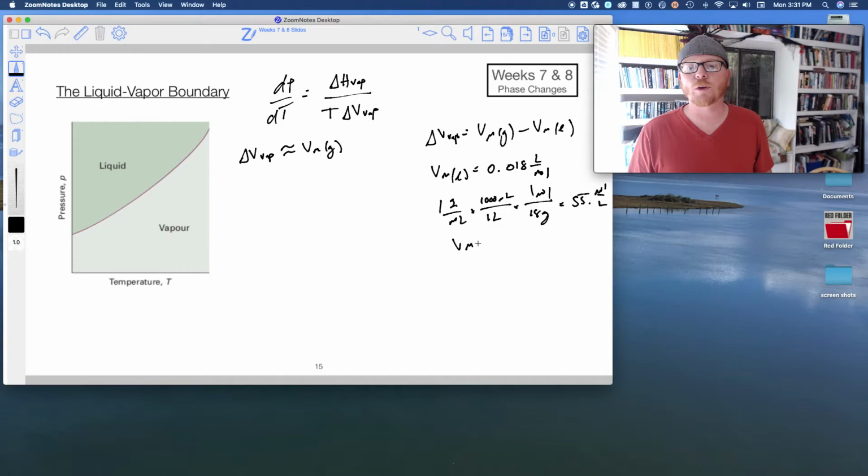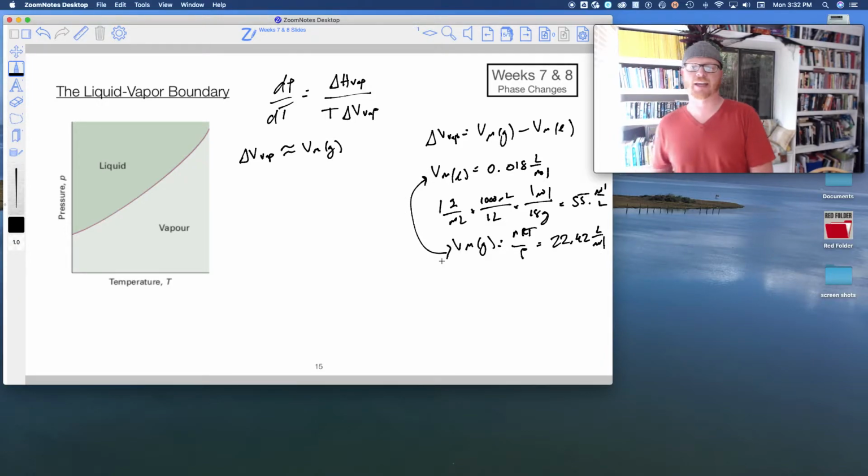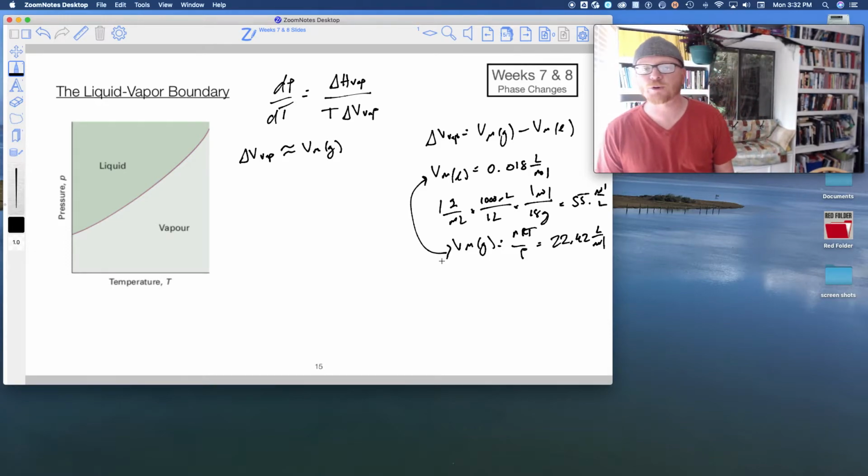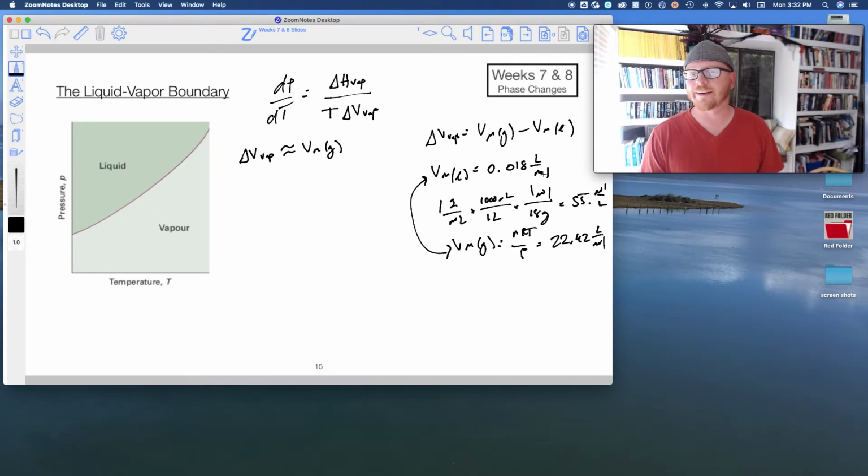But now what's the molar volume of a gas? nRT over P, right? And of course, at standard conditions, we recognize that that's 22.42 liters per mole. So compare those two numbers for just a second: 22.42 liters per mole versus 0.018 liters per mole. So basically, delta V of vaporization is more or less just equal to the molar volume of a gas. Okay.